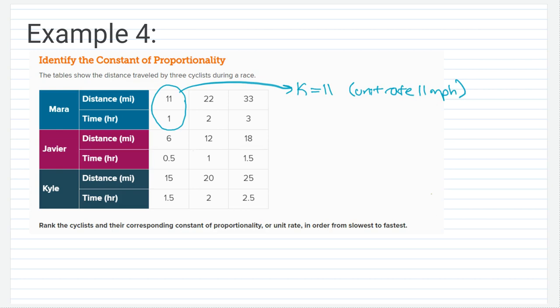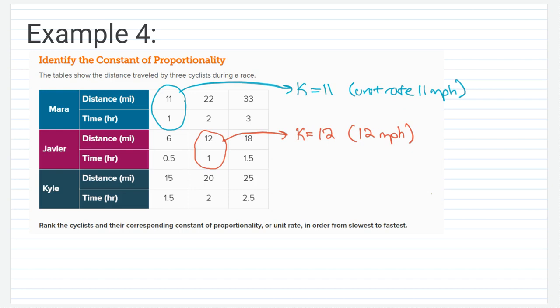If I look at Javier's, I see, again, we have 12 miles per 1 hour. So again, super nice because we don't have to do any extra math here. That is my constant of proportionality, which, remember, that means our unit rate is 12 miles per hour. So K, constant of proportionality, unit rate, same thing. Unit rate's just going to have those labels on it. K, we do not need labels for.